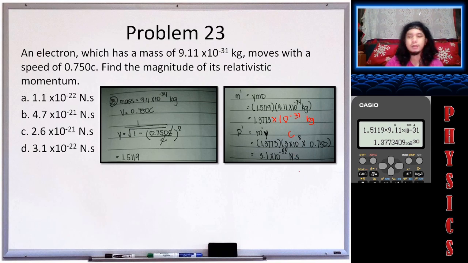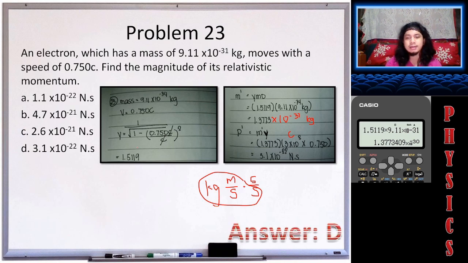So, paano naging Newton second? Ano ba yung mass? That's kilogram. Velocity, meters per second. Ano pa ba yung Newton? Newton is kilogram meter per second square. So, kung mag second square ka dyan, i-multiply mo parehas ng second. Ayan. So, this will be Newton. And Newton second yung unit ni momentum. So, ang tamang sagot natin is letter B, 3.1 times 10 to the negative 22 Newton second.